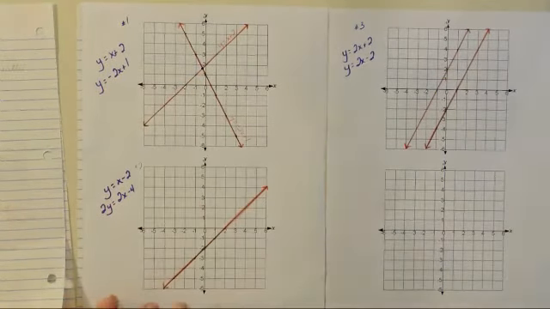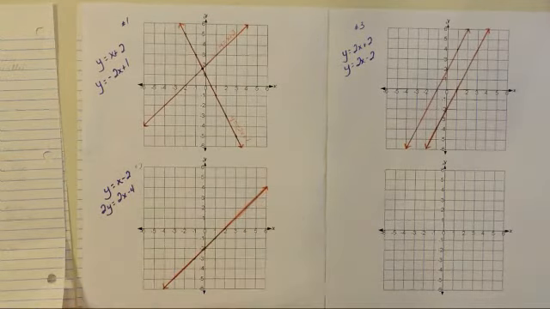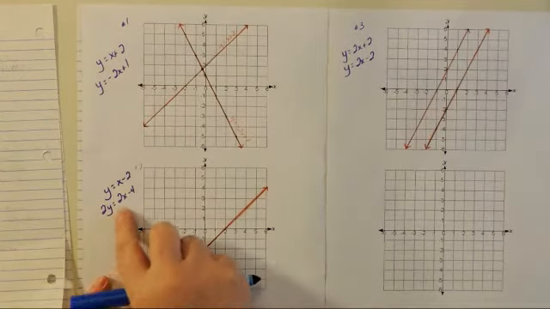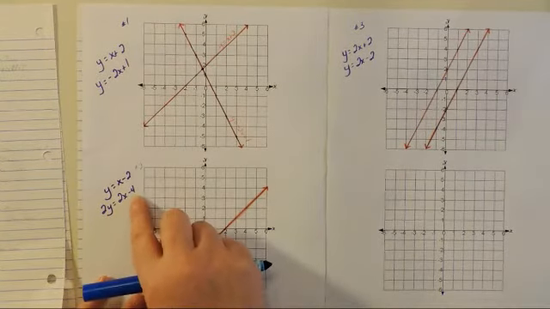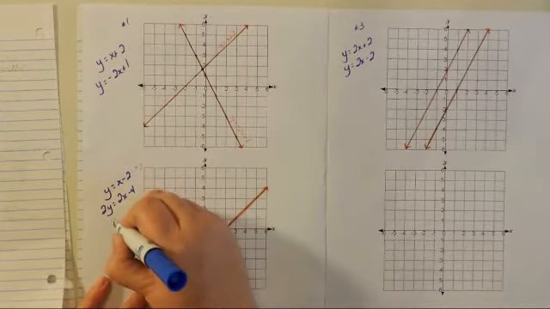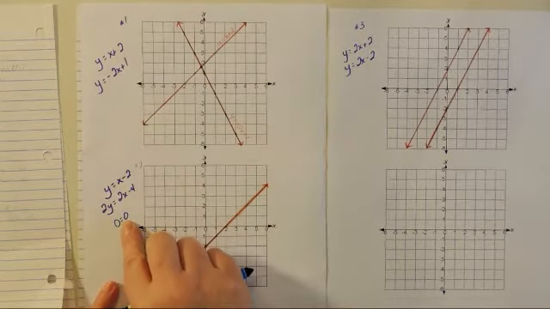If a system has an infinite number of common points, solving by substitution or elimination will result in a true statement with no variables, such as 5 equals 5 or 0 equals 0. If we solved for these equations using substitution or elimination, we'd end up with 0 equals 0, which is a true statement with no variables.